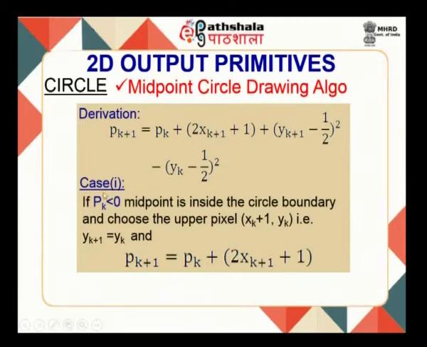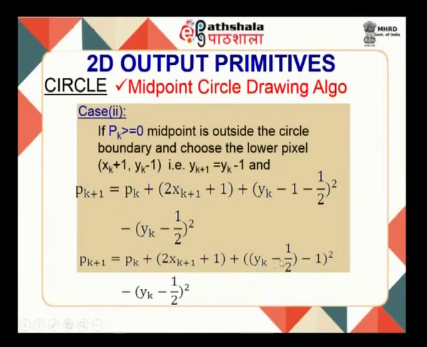So, case 1, if p k is less than 0, that means the midpoint is inside the circle boundary and the circle boundary is close to the upper pixel. So, next y is y k. So, that is what is mentioned here. The next pixel that we will be plotting is x k plus 1 comma y k. So, in this relation for p k plus 1, replace the next y with y k. So, y k minus half whole squared minus y k minus half whole squared becomes 0, and you are left with the term p k plus 2 x k plus 1 plus 1.